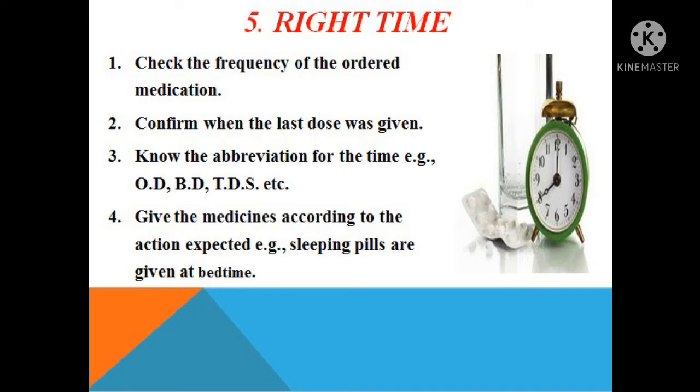Fifth, right time. Check the frequency of the ordered medication. Confirm when the last dose was given. Know the abbreviations for the time. For example, OD means once a day, BD means twice a day, TDS means 3 times a day, and so on. Give the medicines according to the action expected. For example, sleeping pills are given at bedtime.